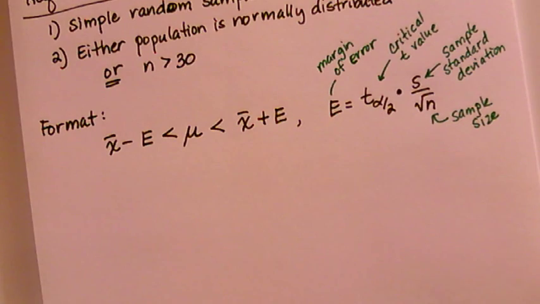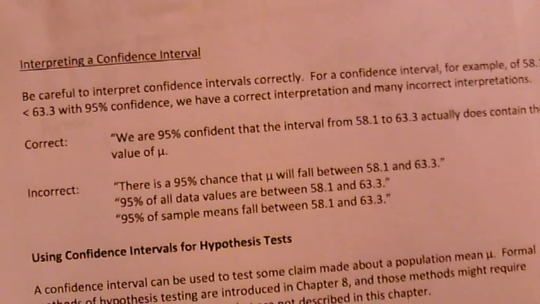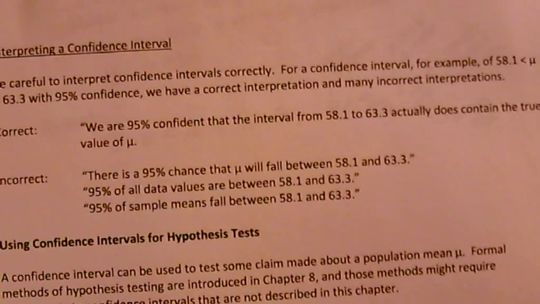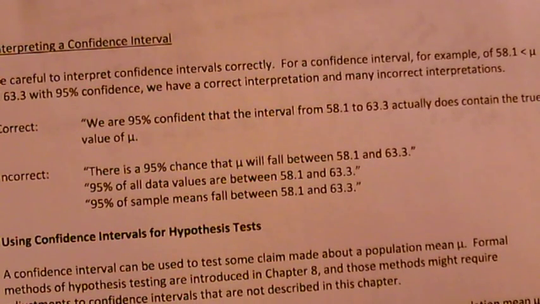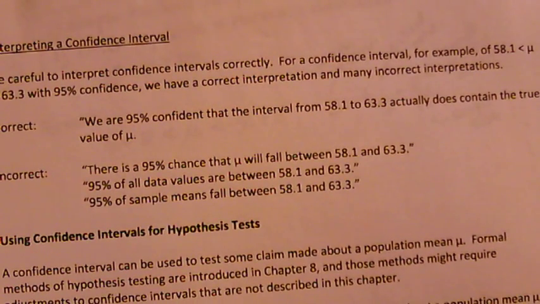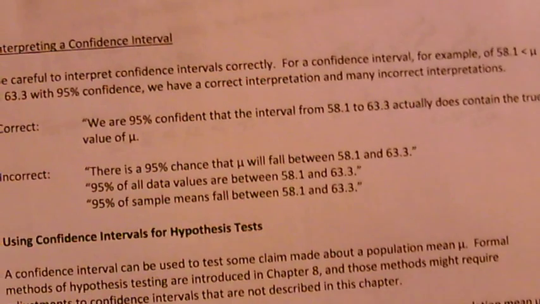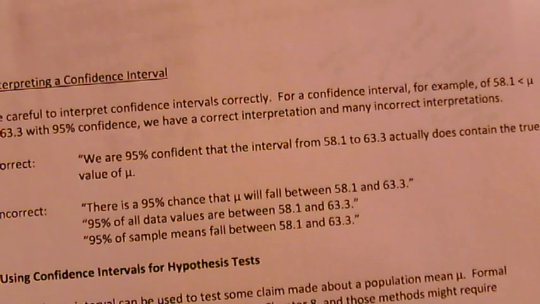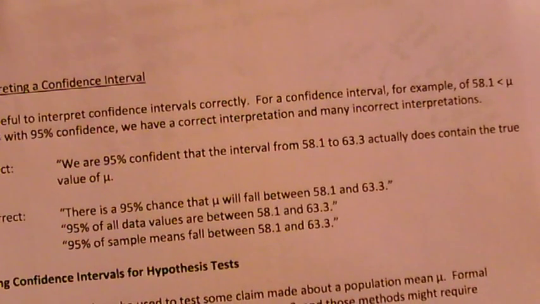Okay. And let me remind you of the interpretation of your confidence intervals, because we talked about this when we were doing the confidence interval for a proportion. So if you have 58.1, which is less than mu, and less than 63.3 with 95% confidence, for example, the correct interpretation would be this. We are 95% confident that the interval from 58.1 to 63.3 actually does contain the true value of mu.